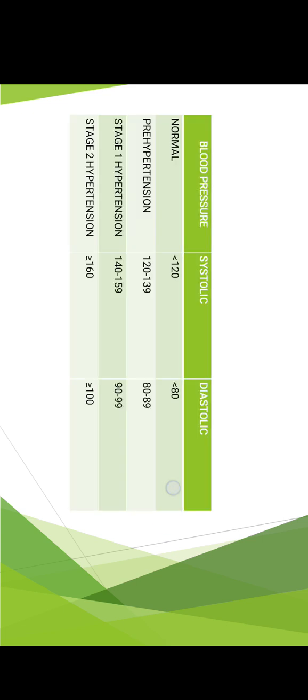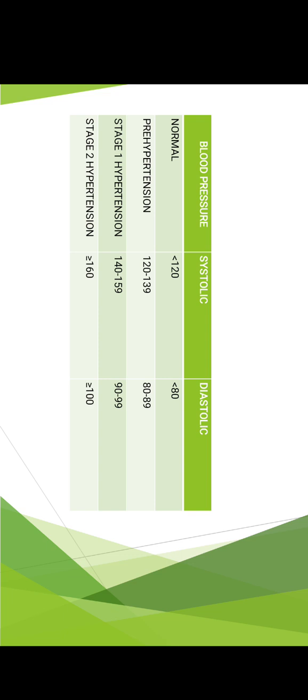So coming to the definition, hypertension is defined as a persistently elevated systolic blood pressure of 130 mmHg or more, or diastolic blood pressure of more than 80 mmHg. Blood pressure is the force exerted by the blood against the walls of the blood vessels. The pressure depends on the work being done by the heart and the resistance of blood vessels. And the normal blood pressure is about 120 per 80 mmHg.